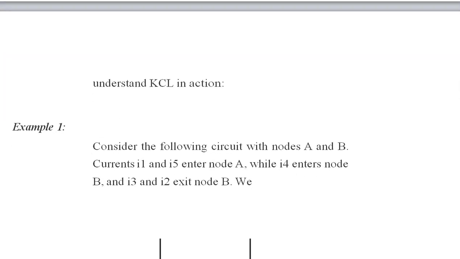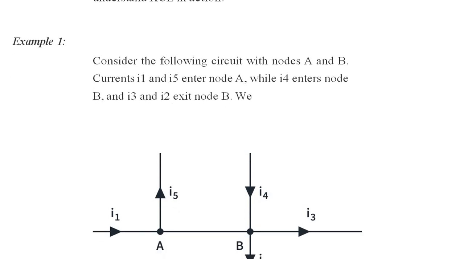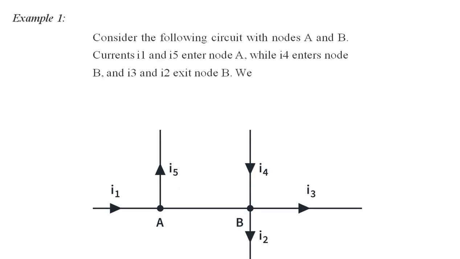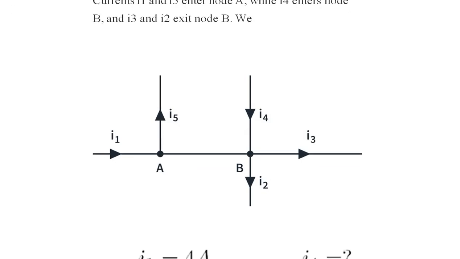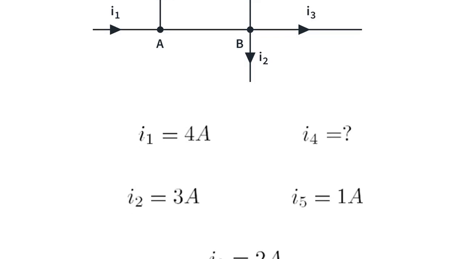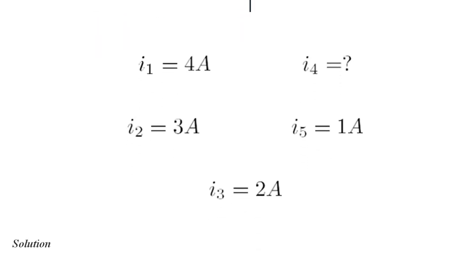Let us consider some examples. Consider the following circuit with nodes A and B. Currents I1 and I5 enter node A, while I4 enters node B and I3 and I2 exit node B. So I1 is equal to 4 ampere, I4 is unknown, I5 is equal to 3 ampere, I3 is equal to 1 ampere, and I2 is equal to 2 ampere.